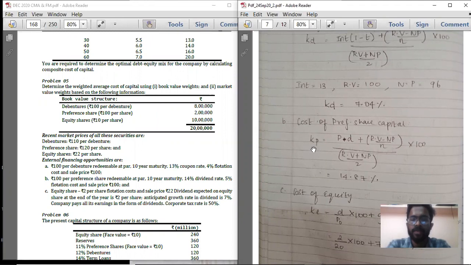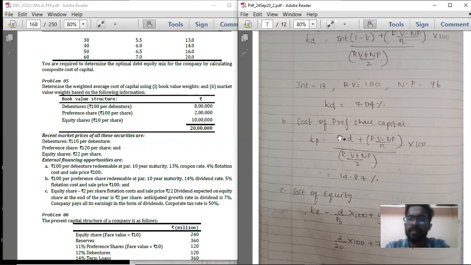Leave a line gap. KP is equal to PD plus... what is the cost of preference? First we read the question. They have given 100 rupee preference shares redeemable at par. So it is also redeemable preference shares. 10 years maturity, so the number of years is 10. 14% dividend rate and 5% flotation cost. Sale price is 100. So same formula, same calculations. But the difference is there is no 1 minus tax rate and it is a 14% dividend rate.